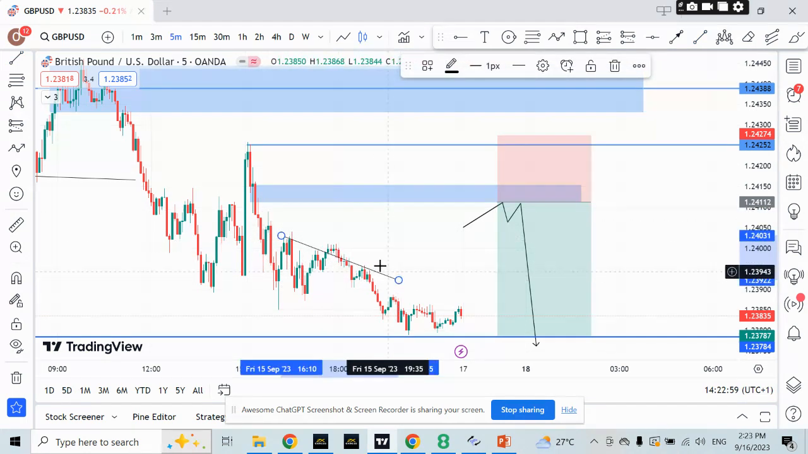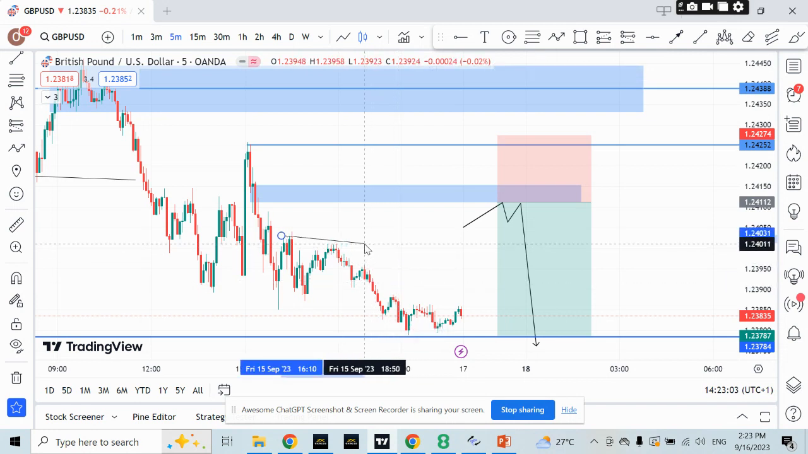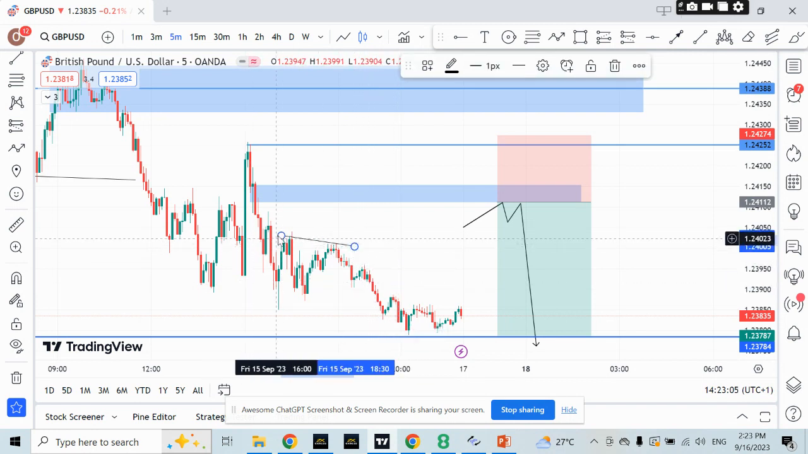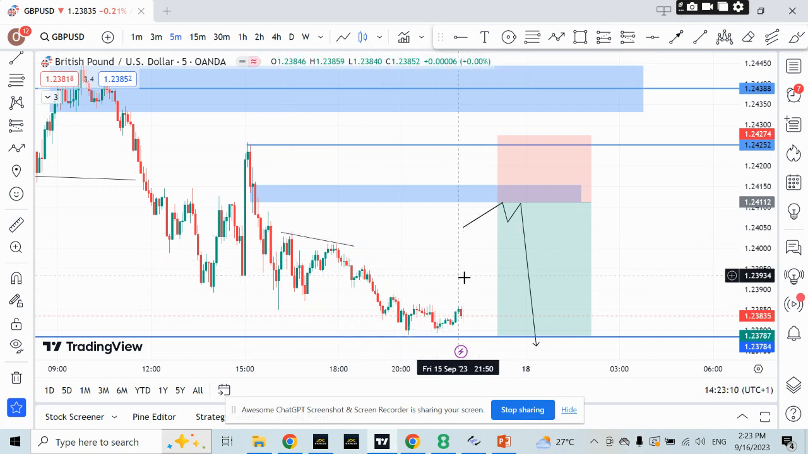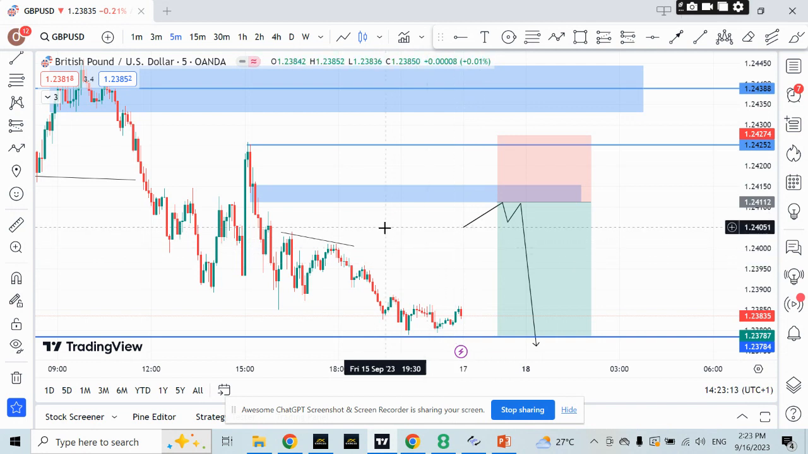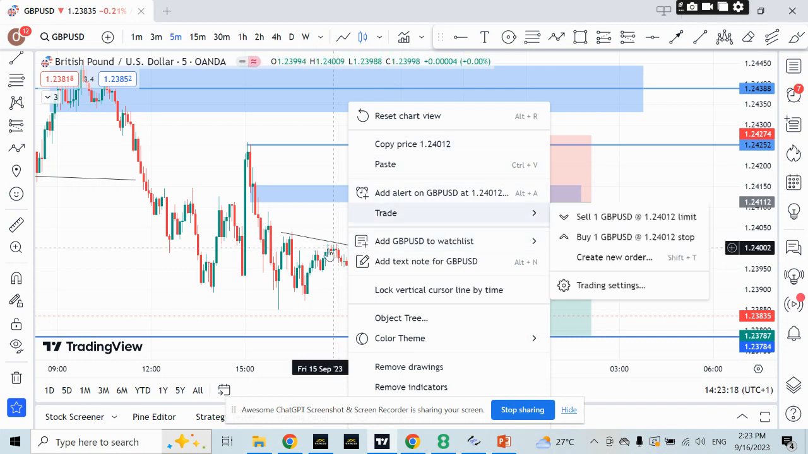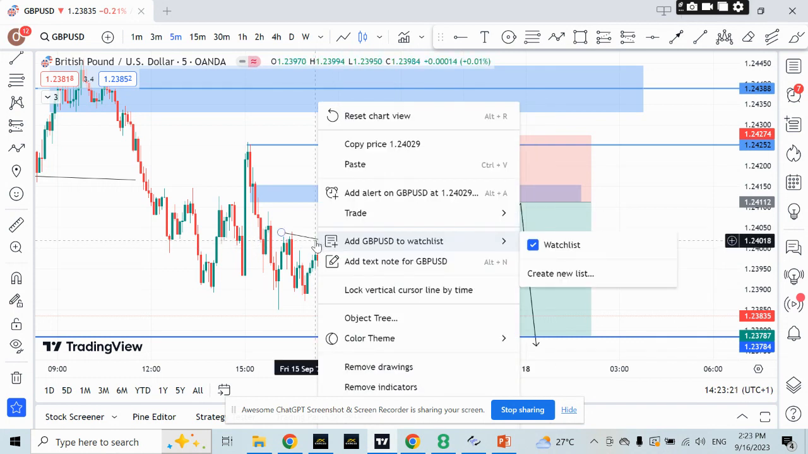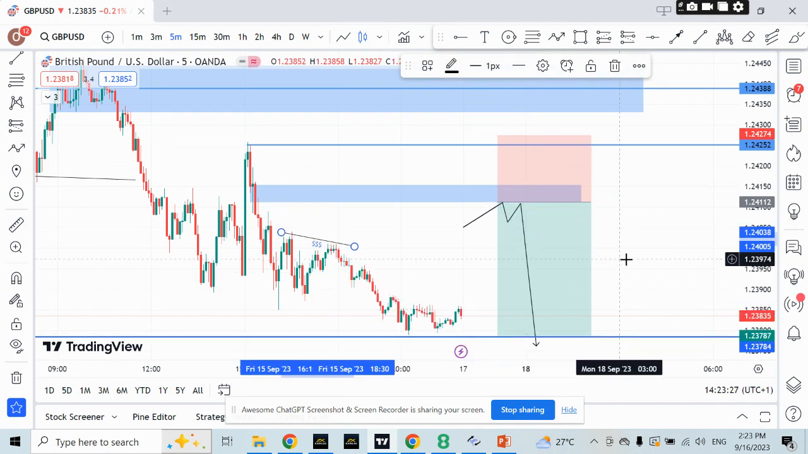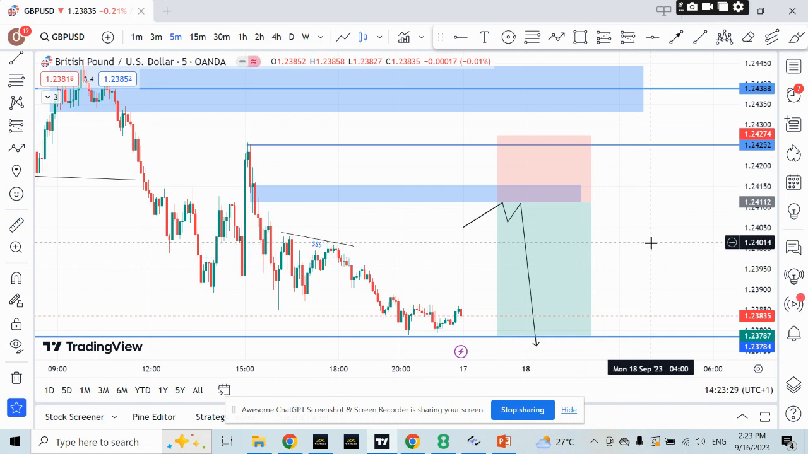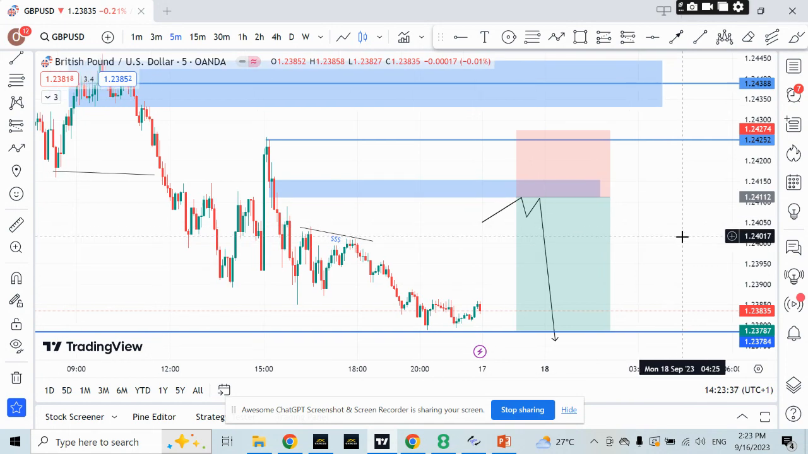I want to see price clears this liquidity, and also if it clears the Asian high and taps into an order block, then definitely I'm going to be looking for entering positions at such level. I'm going to be looking for entry positions at such level. So that will be what we're going to be looking for on GBP USD.